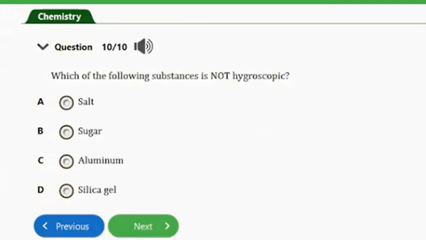So let's consider the next and the last question, guys. That's question number 10 here. It says, which of the following substances is not hygroscopic? We have A, salt, B, sugar, C, aluminium, D, silica gel. So guys, the answer to this question is option C, and that's aluminium. Aluminium is not hygroscopic. It does not have a strong affinity for water vapor and does not absorb moisture from the air. So guys, that's the answer to this question.